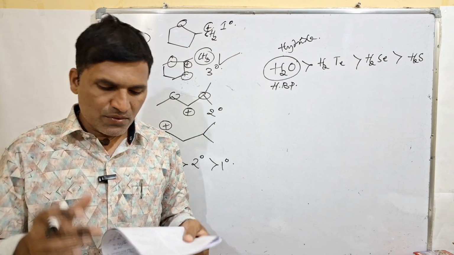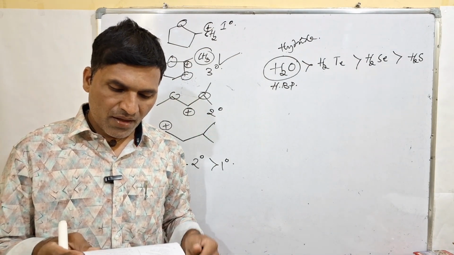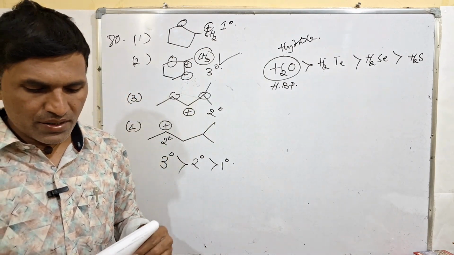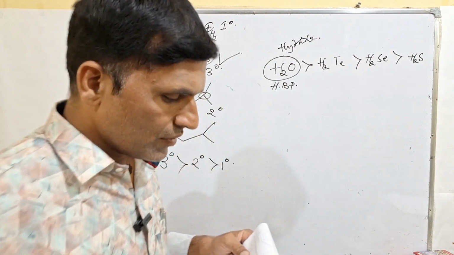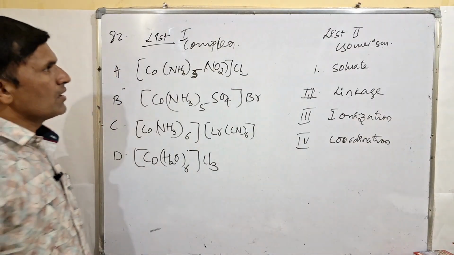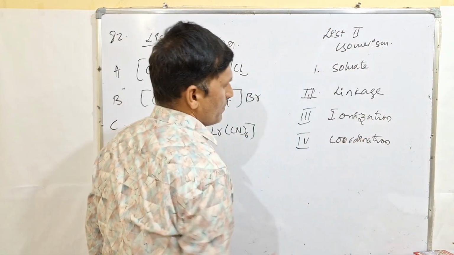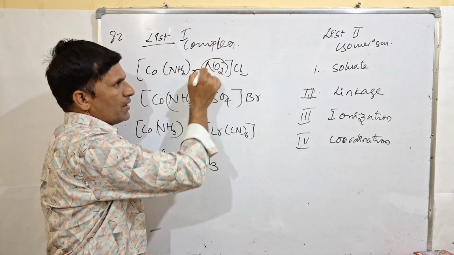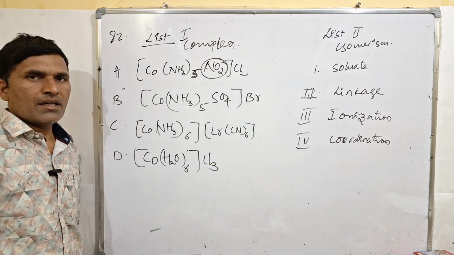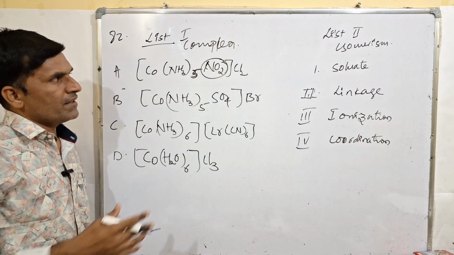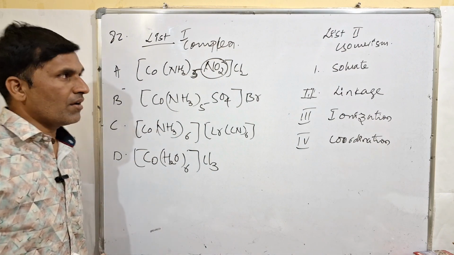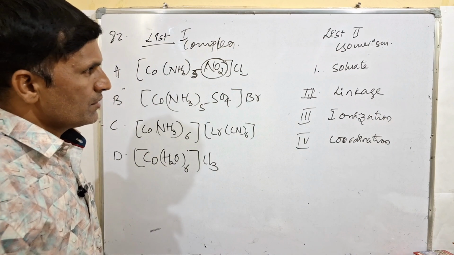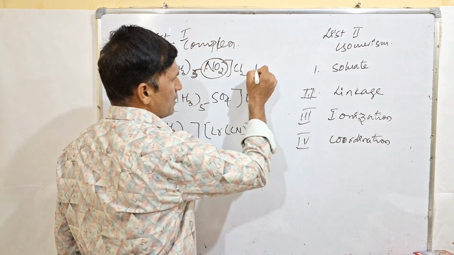Okay, so let us move on to the next question, number 82. It is again on coordination chemistry. All right. So your complexes are given here. Isomerism is given. You should look into this. The first one is here. This NO2 is an ambidentate ligand, and it can link with the central metal ion either by using the non-bonding pair on the oxygen atom or the nitrogen atom. So therefore, we call it what? It is linkage isomerism.